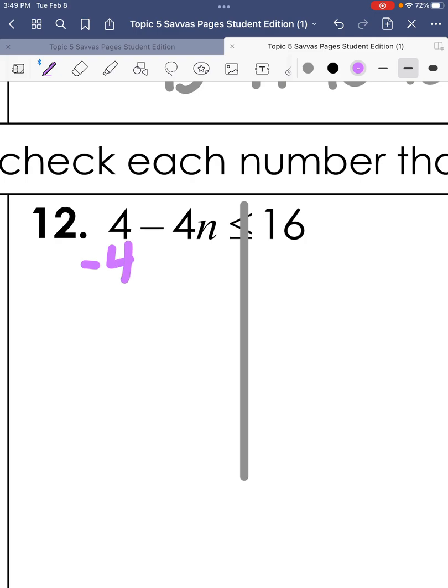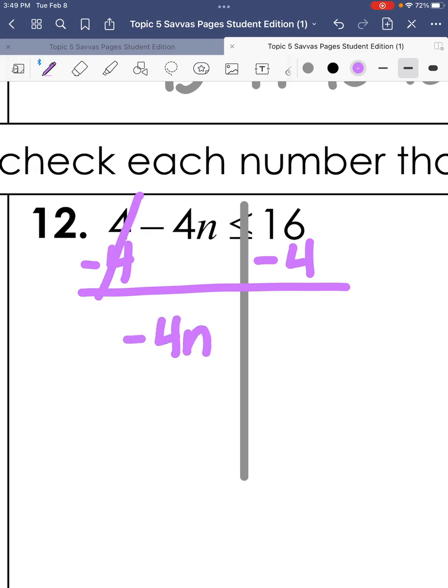So I'm subtracting 4 on both sides. On the side with the variable, these 4's will cancel out, and I can bring down negative 4n. On the other side, 16 minus 4 is 12. Now, subtracting 4, does that make me flip my sign? Nope. So it stays the same, less than or equal to.